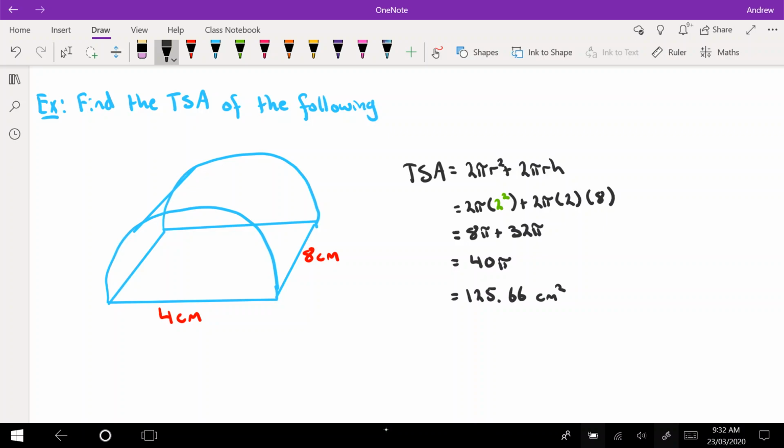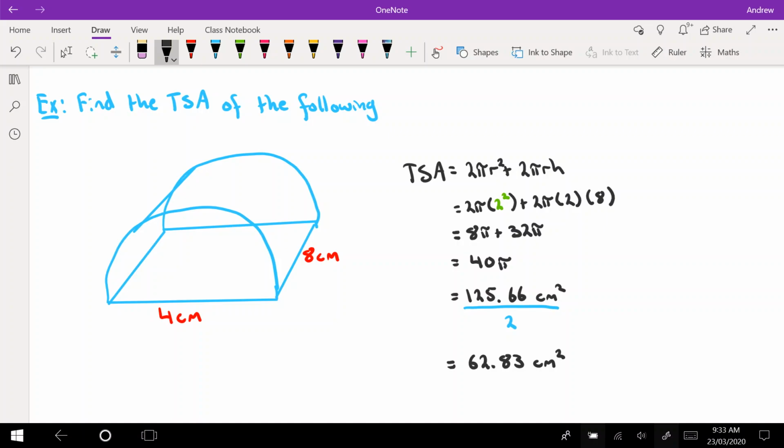Now, we want half the cylinder. So what do we need to do to that number? Divide it by 2, because we've only got half the cylinder there. So now we need to divide by 2, which is going to get me to 62.83. 62.83 centimeters squared. So we've now figured out half the surface area of the cylinder.